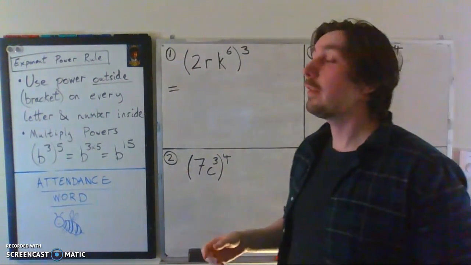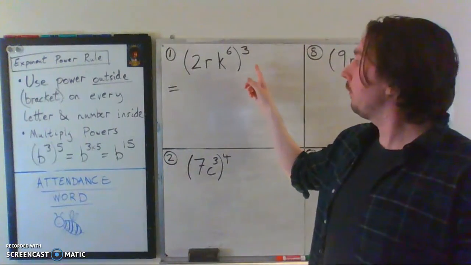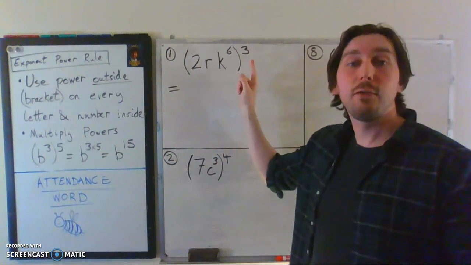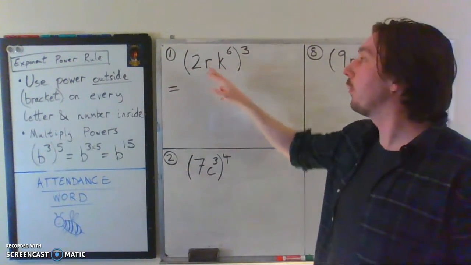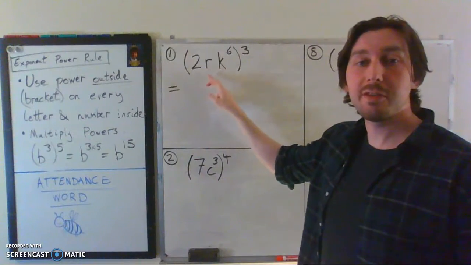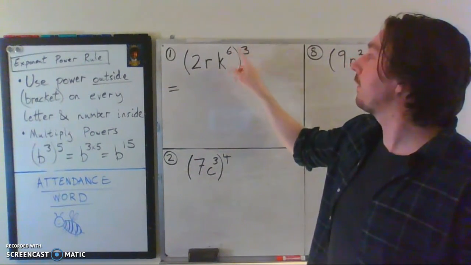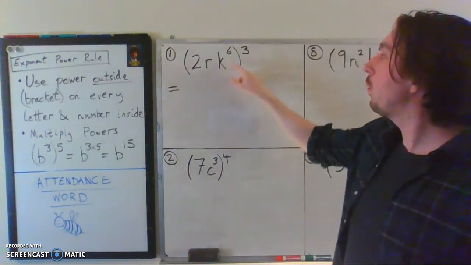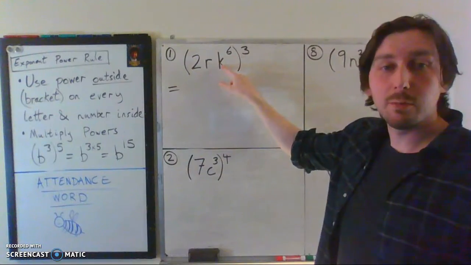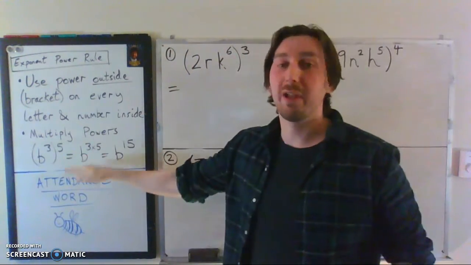What we're going to do for these is, the power on the outside is applied to every single part of the inside. So it'll be 2 to the power of 3, r to the power of 3, and k^6 to the power of 3. Now, when you're doing the double powers here, which are on a letter, we multiply the powers.